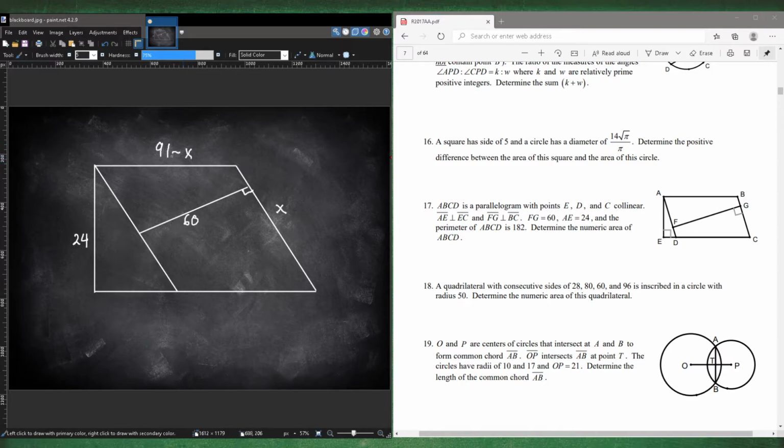So how do I find the area of ABCD? Well, it's simple. Just think of base times height.